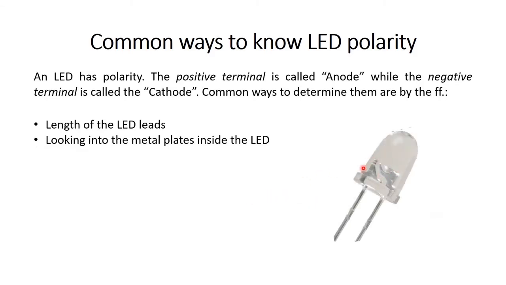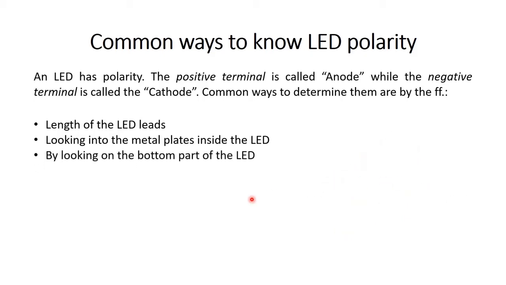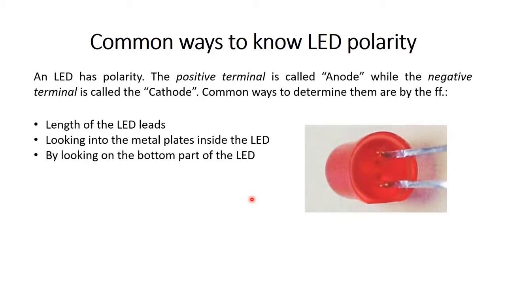So we can see here, when you look on the inside of the LED, we can see 2 metal plates, a thinner plate and a wider plate. So the thin plate corresponds to the anode or positive, while the wide plate corresponds to the cathode or the negative. Another method that we can use is by looking at the bottom part of the LED. So when you look on the bottom side of the LED, you can see a flat side. So this flat side indicates that this side is the negative part or the cathode.